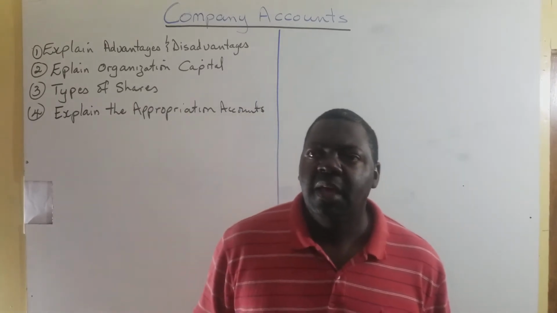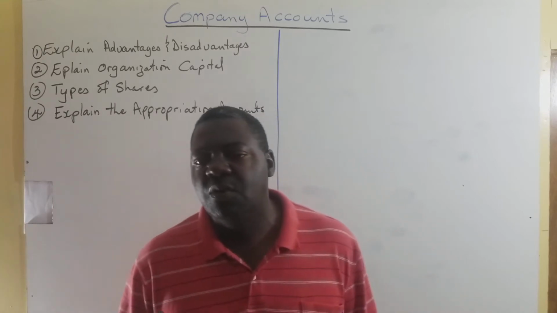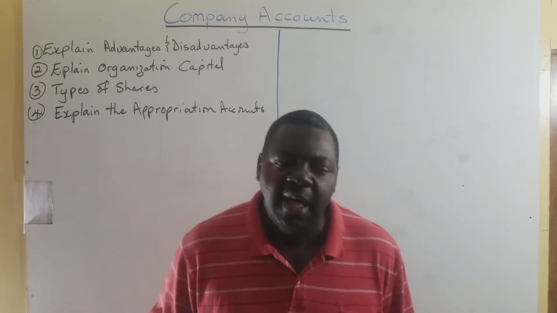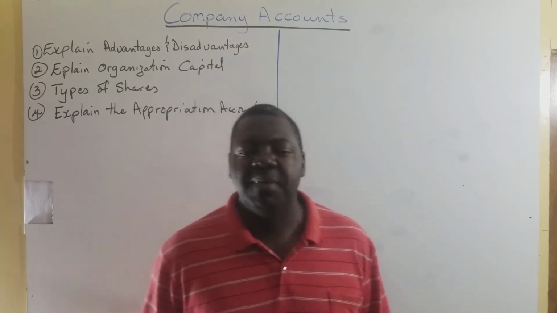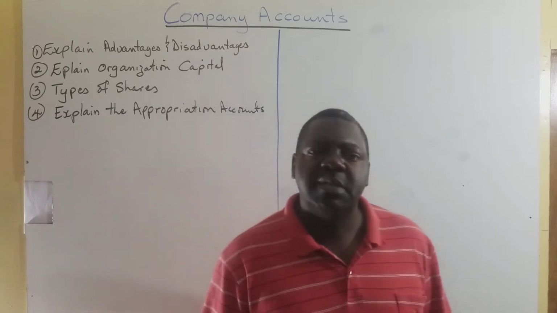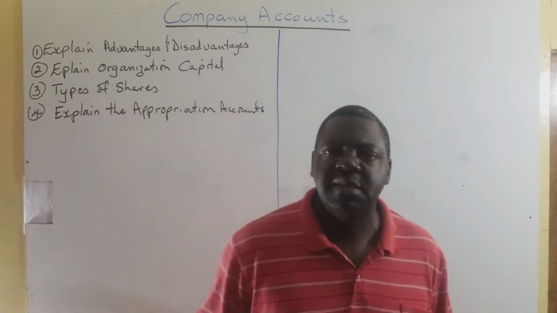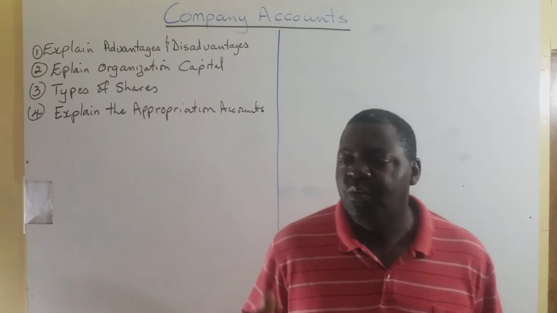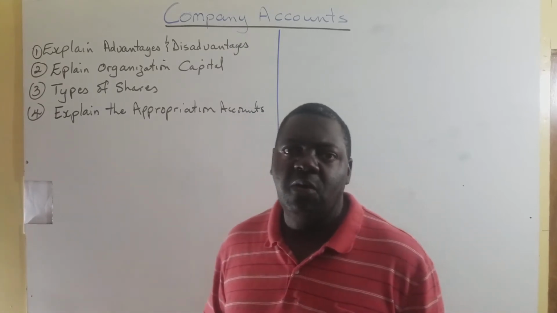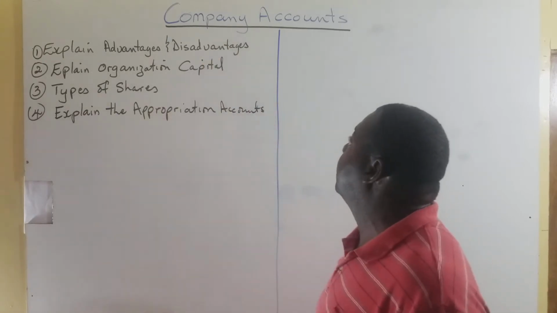We looked at accounts relating to sole trading businesses. That is where one individual is in control of that business, and all the profit or losses will be assigned to that individual. We have also looked at partnership accounting, where we have more than one owner to the business. But now we are going to be looking at companies.